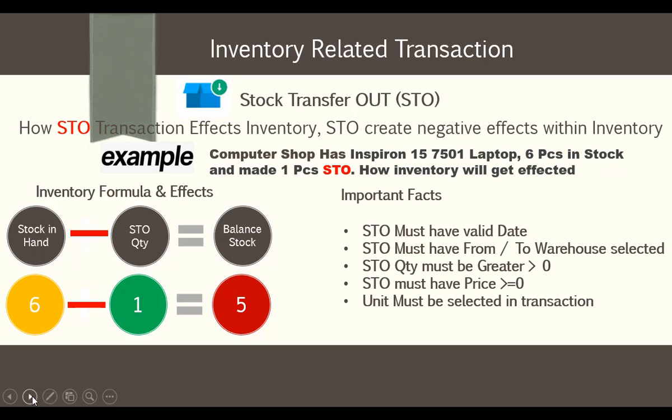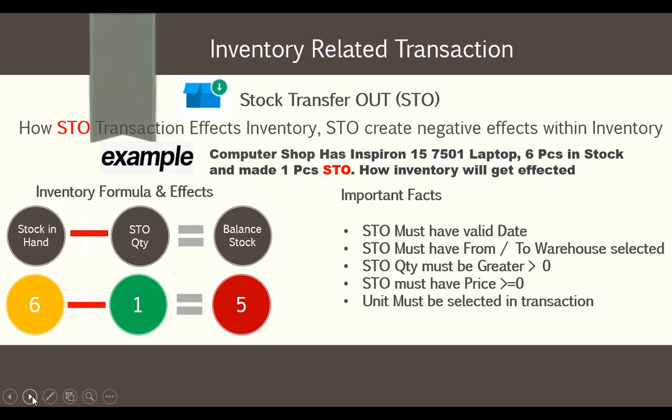The third one is a stock transfer out. How does the STO transaction affect the inventory? A stock transfer out creates a negative effect within the inventory. Now, the computer shop has 6 Inspiron pieces in stock, and then one piece is made as a STO stock transfer. How will the inventory get affected? Stock in hand is 6, and then minus the STO quantity of 1, so it becomes 5.